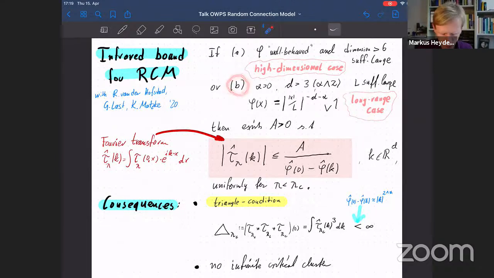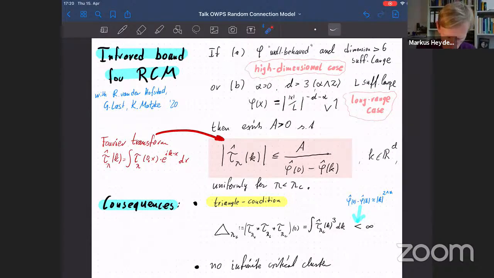The second regime is particular to the so-called long-range case. When this phi had this special binomial tail, which I mentioned earlier, then it is enough to be in dimension d larger than 3 times the minimum of alpha and 2. So the smaller the alpha, the smaller the dimension we can take. But something has to be large, and that something can, for example, be this parameter. It has to be sufficiently large, but then the following is true.